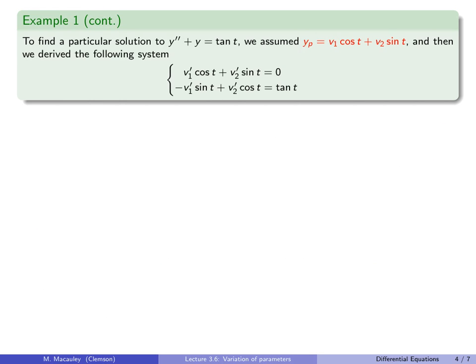So to summarize what we've done before, we are looking for a particular solution, just one, to this equation here. So we assumed there was one of the form v1 cosine plus v2 sine, and then we plug this back in, and we got this system. Now this cosine and sine came from the fact that cosine and sine solve the homogeneous equation right here.